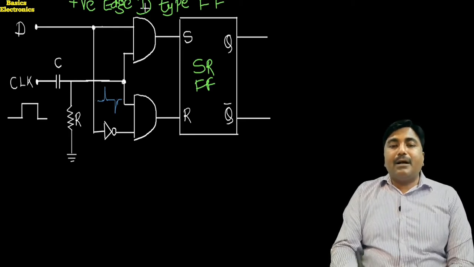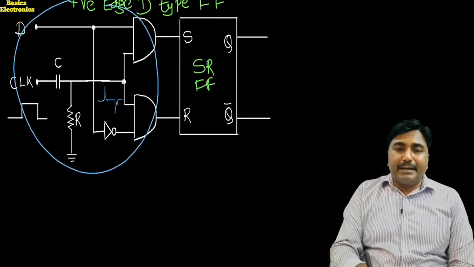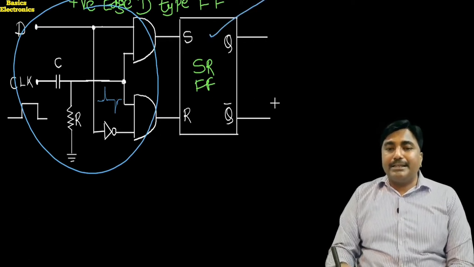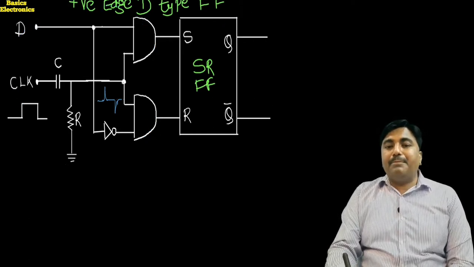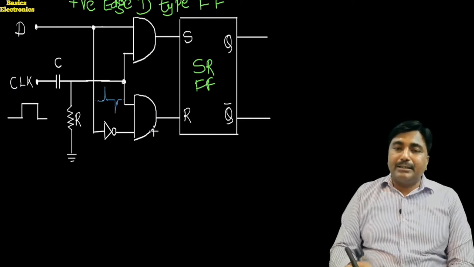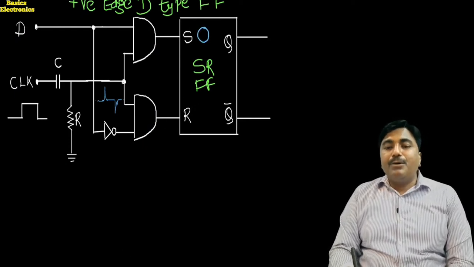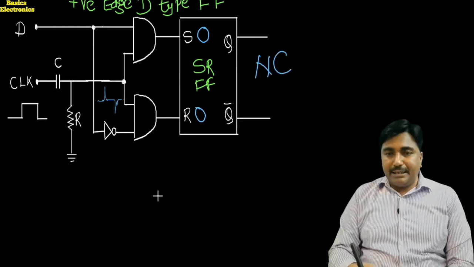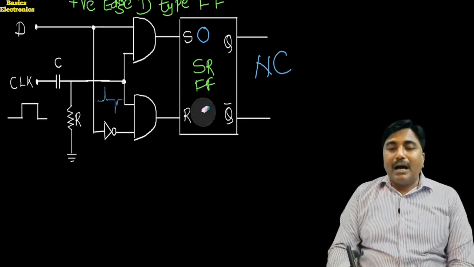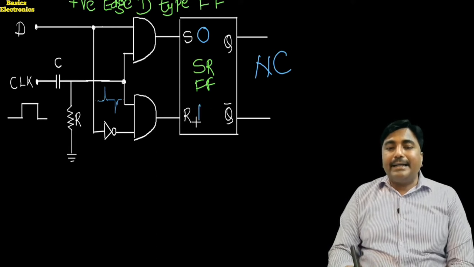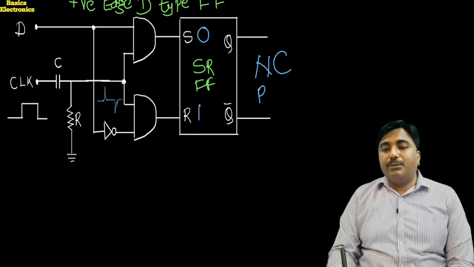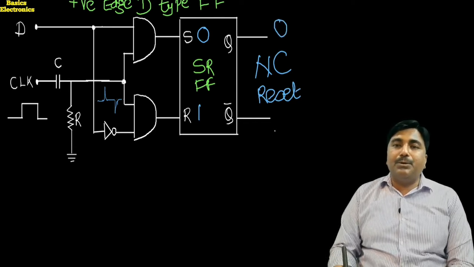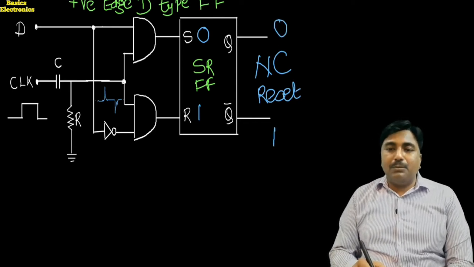Suppose this complete circuit is absent and only this one SR flip-flop is present here. Then what type of output we get, that we see first. Okay, so when S is 0, R is 0, the flip-flop goes into the no change condition. When S is 0, R is equal to 1, at that time the flip-flop goes into the reset condition, producing the output Q equal to 0 and Q bar equal to 1.